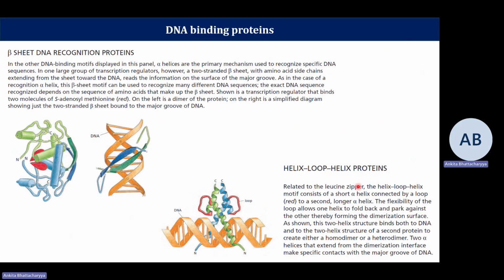Next come the helix-loop-helix proteins, very close and very similar to the leucine zipper. The helix-loop-helix motif consists of a short alpha helix once again, but instead of being followed by a turn, it is followed by a very short stretch of sequence known as the loop.